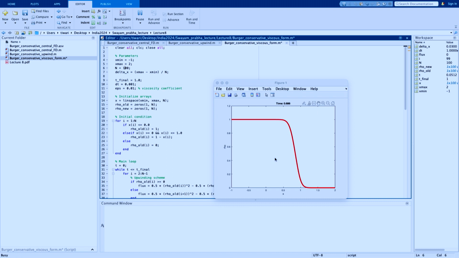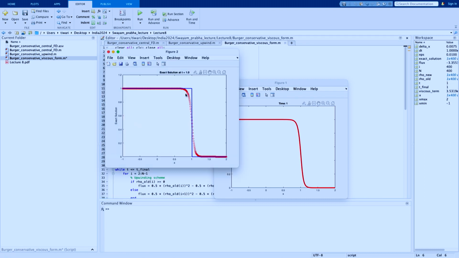Now let us come to the end of the solution, at t equal to 1. We are still running at t equal to 0.75. We are almost at the end of the time integration, reaching t equal to 1. Then we stop the simulation. Now here we see that we are getting a very stable solution, which was not given by this one.